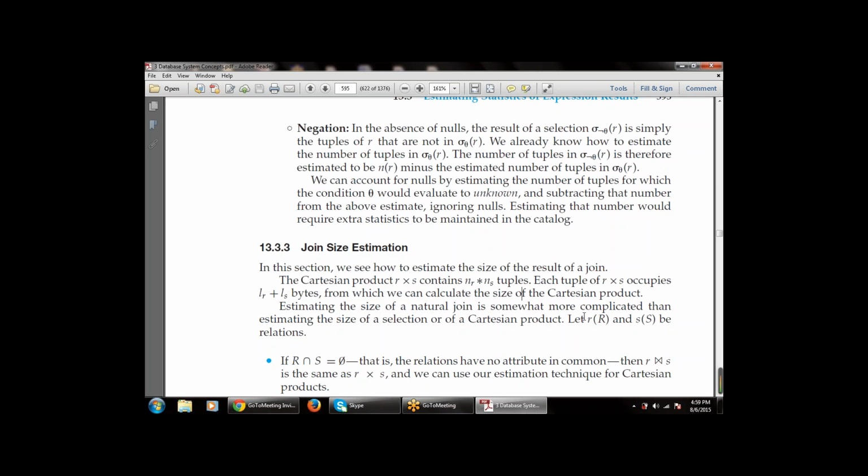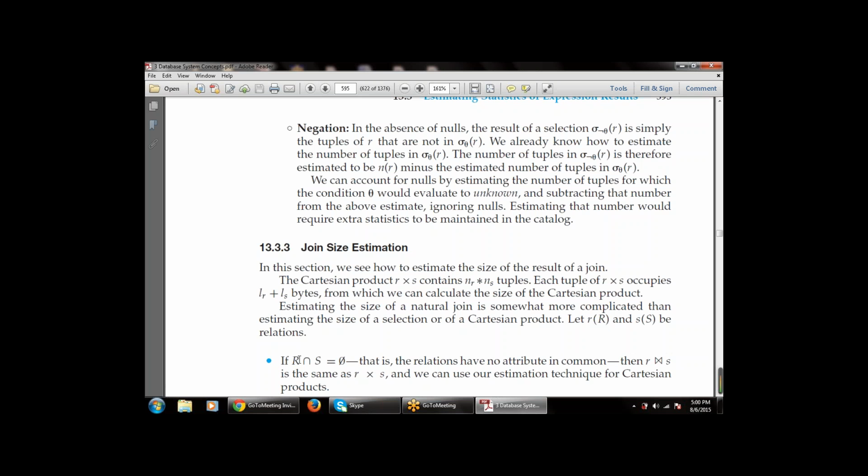Estimating the size of a natural join is somewhat more complicated than estimating the size of a selection. The size required for a selection is handled by the selection methods we saw earlier. Now, for the natural join, let r and s be the relations.